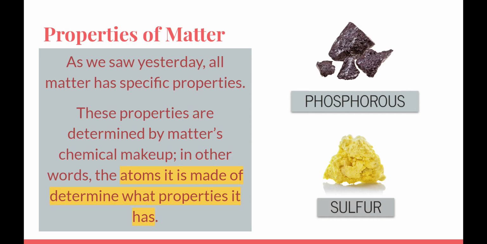These properties are completely dependent upon the atoms that make it up. Now, these two examples are pure, meaning these are elements that are on the periodic table, but each of those elements can combine with other elements to make different types of matter. And so the way that they combine with each other also impacts the properties that they have.